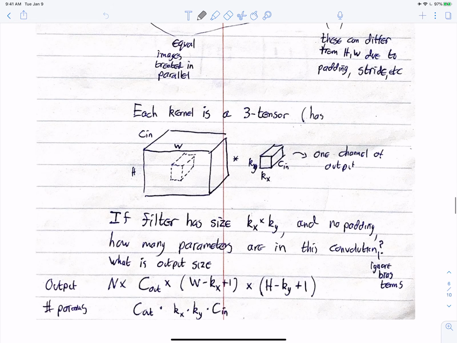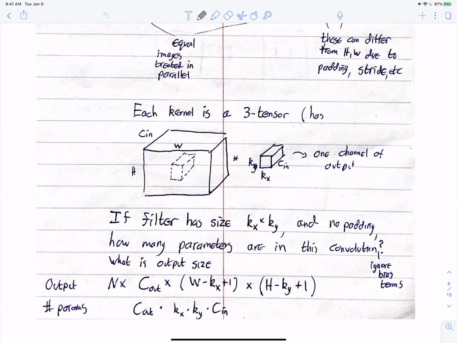It's important to think about how many parameters there are, and what the free parameters are in convolution. If we're going to have a convolution with a filter of size kx by ky, those are the user-inputted parameters, because Cin is fixed by the input.